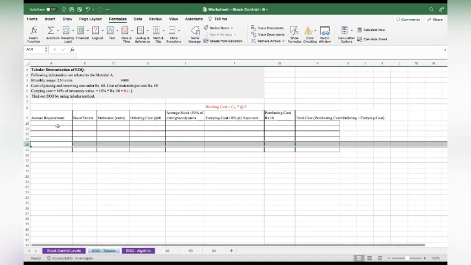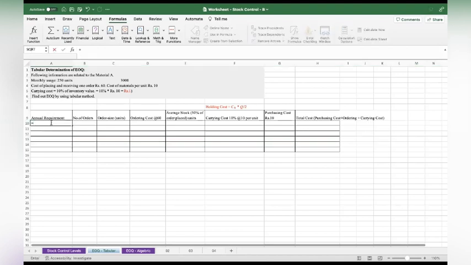Therefore, if the monthly usage is 250, what will be the annual usage? 250 times 12. That will be 3000. So for all the orders, let's take 1, 2, 3, 4, 5, 6 orders. For all these orders, you will be ordering annually 3000 units.